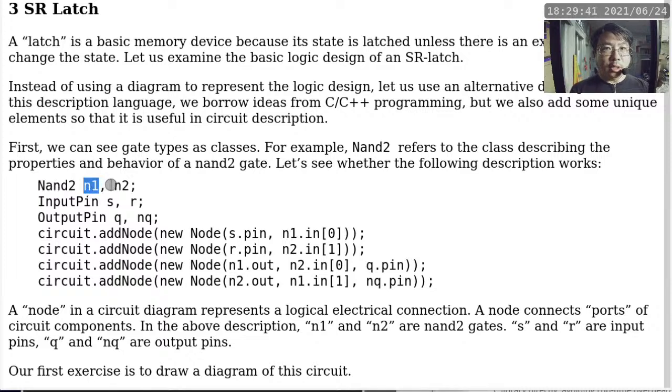So N1 and N2 are objects, and each object is a NAND2 device. Input pins, we have S and R, so each one is an input pin. We have 2 output pins, Q and NQ. And then circuit is lowercase, which means it is an object, and this object has a member function called add node. When we add a node, we are basically specifying what is connected together in the circuit. So we are connecting S as an input pin to N1.in[0], because N1, which is a NAND2 gate, has 2 input pins. So we are only connecting to the first input pin like this.